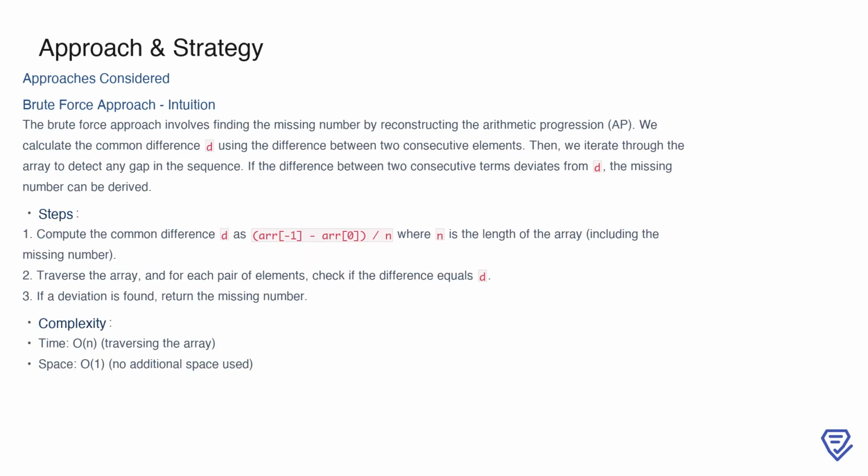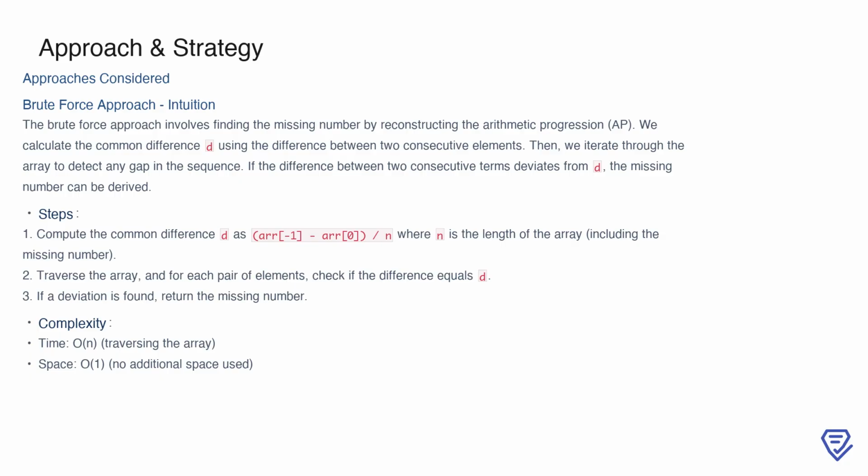To solve the problem of finding the missing number in an arithmetic progression, let's first consider a brute force approach. The intuition here is straightforward: reconstruct the arithmetic progression and identify where the sequence breaks. We begin by calculating the common difference, denoted as d, which is derived by taking the difference between the last and first elements of the array, divided by the total number of elements, including the missing number. Once we have d, we traverse through the array, checking the difference between consecutive elements. If a deviation from d is detected, we can deduce the missing number from the gap.